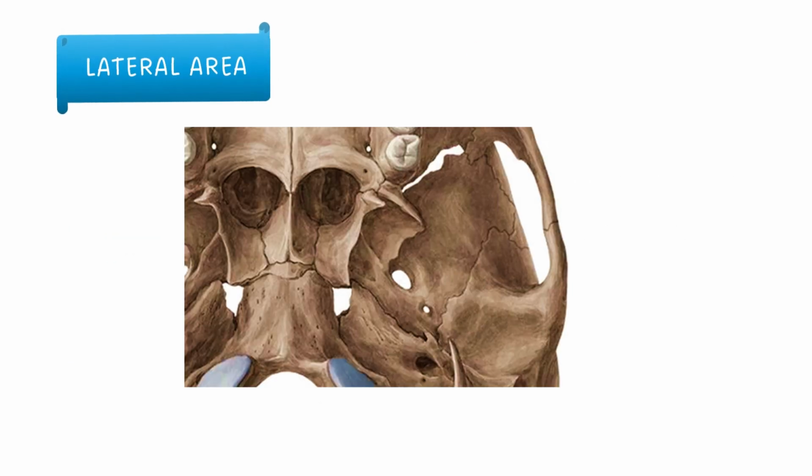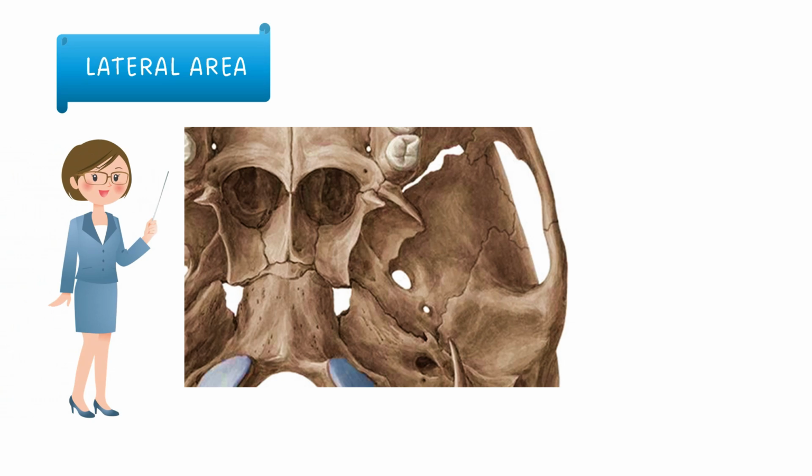Let's now look at the features of the lateral area of the medial part of Norma Basalis. The pterygoid processes are located just behind the posterior ends of the alveolar arch, and these processes descend vertically downwards from the junction of the body and the greater wing of sphenoid. These pterygoid processes consist of a lateral pterygoid plate and a medial pterygoid plate.